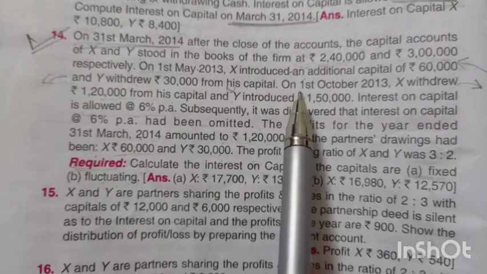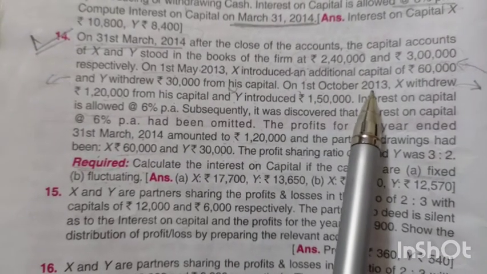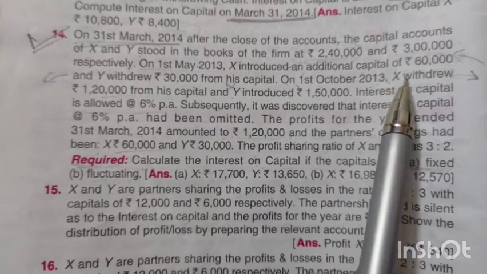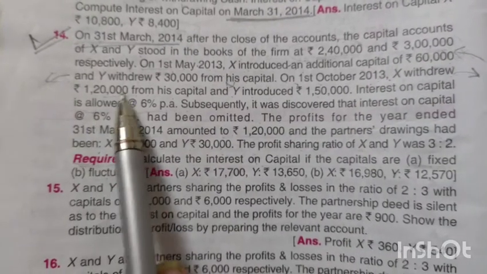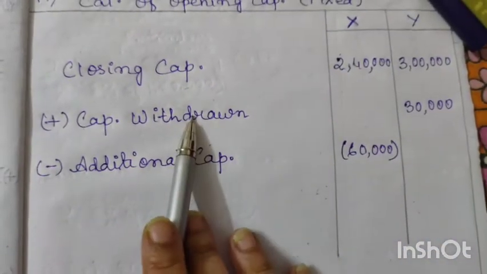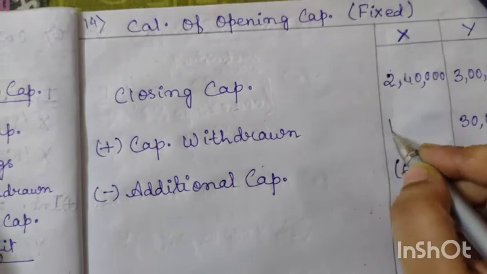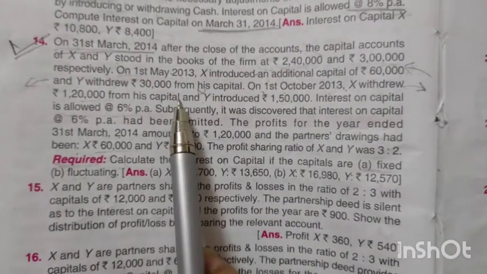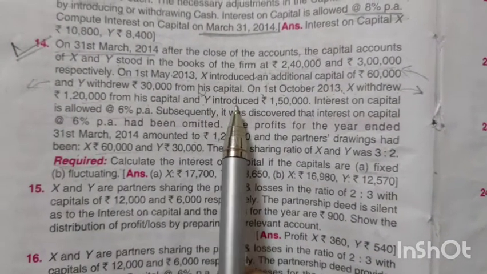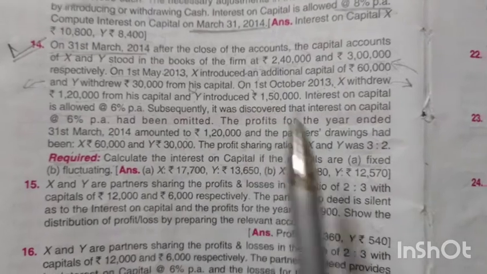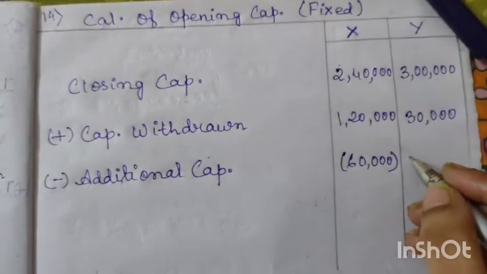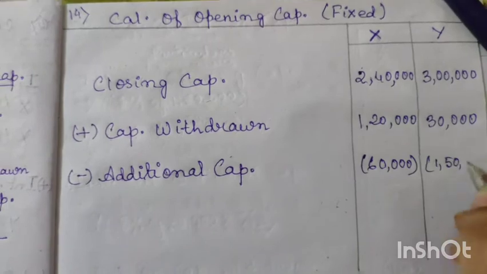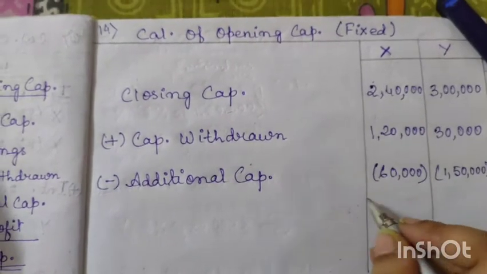Now again, as per the question, on 1st October 2013, X withdrew 1,20,000 from his capital. So again, in capital withdrawn, X, how much he has withdrawn? 1,20,000. Okay. And now coming back to the question, Y introduced means Y has brought additional capital 1,50,000. So that we need to deduct. So less 1,50,000.